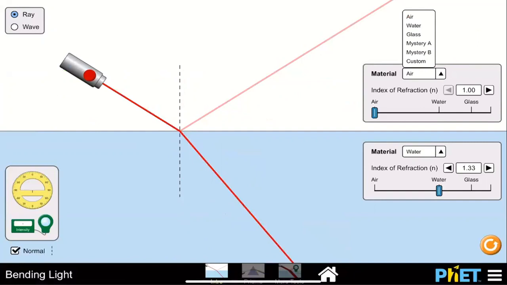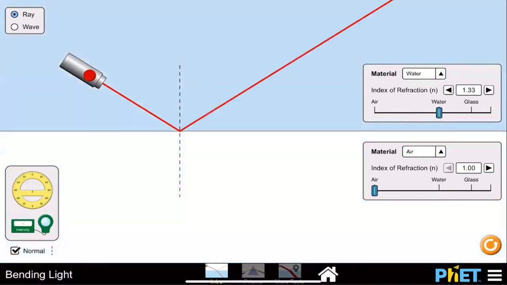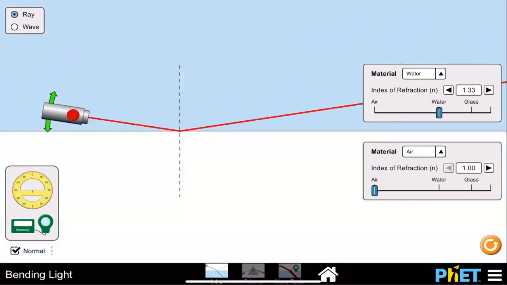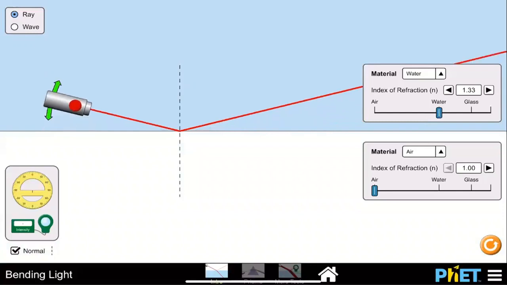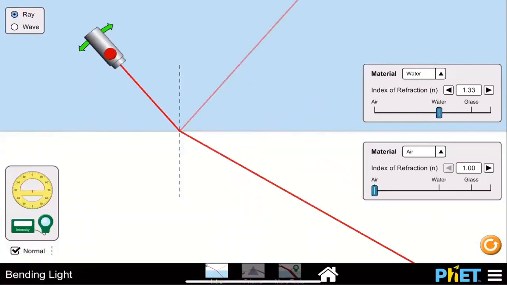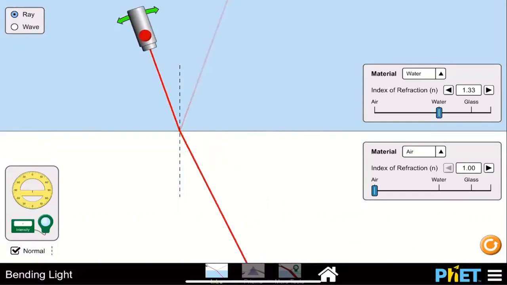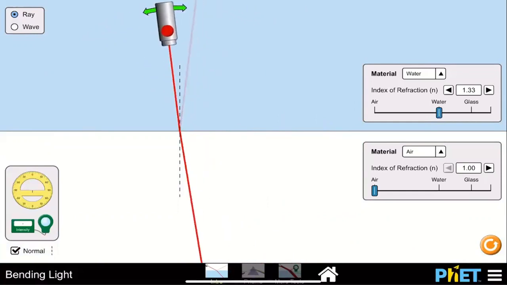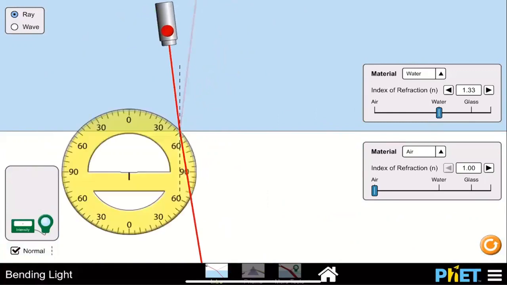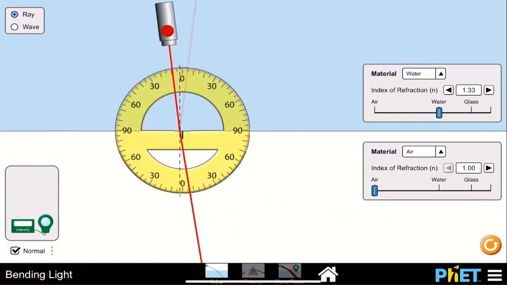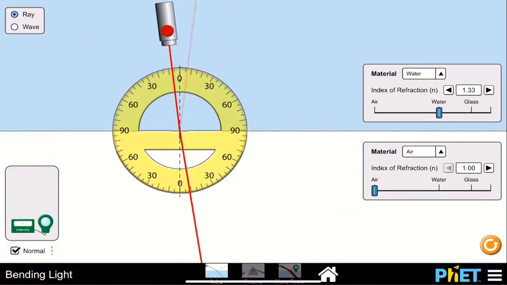Here we can customize and change. We change the upper portion into water and the lower portion into air. What we can see now is a phenomenon called total internal reflection. At this point, there is a refraction of light coming from the water and moving into the air, and there is a little amount of light that is being reflected.